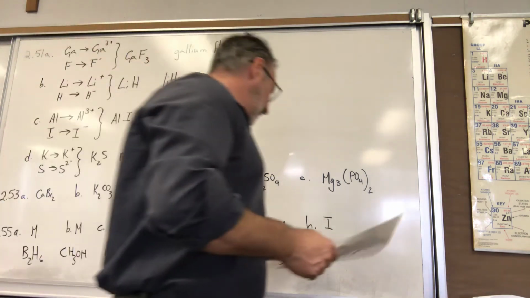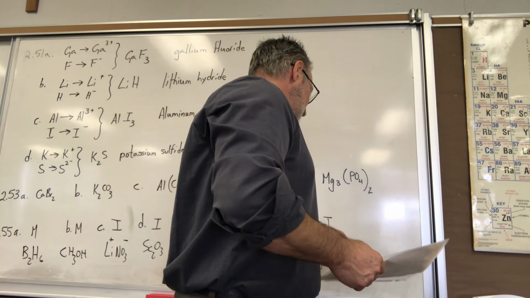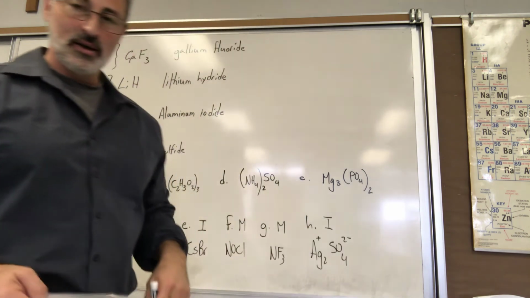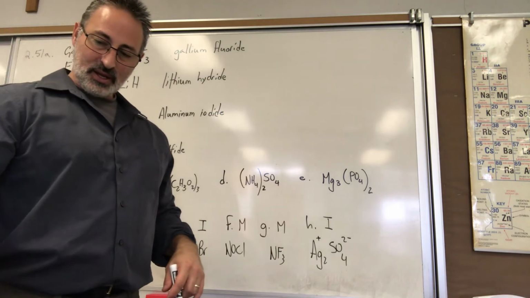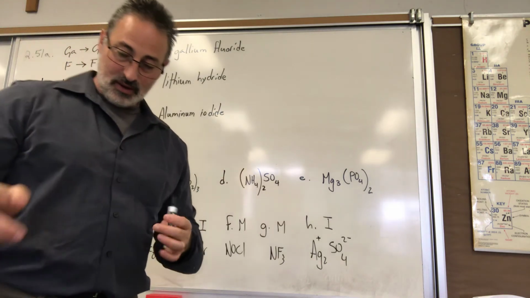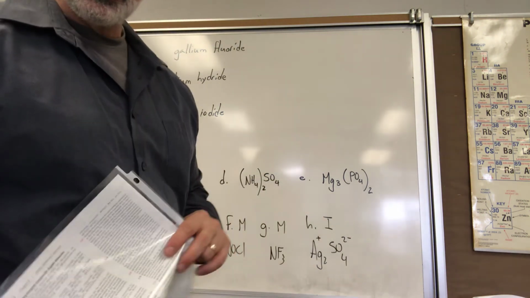And lastly, you have silver sulfate. Sulfate has a -2 charge. Silver has a +1 charge. That's an ionic compound. And that's it for today, folks. So use this to help you answer the even numbered questions in the homework assignment I gave you, if you're in my class.